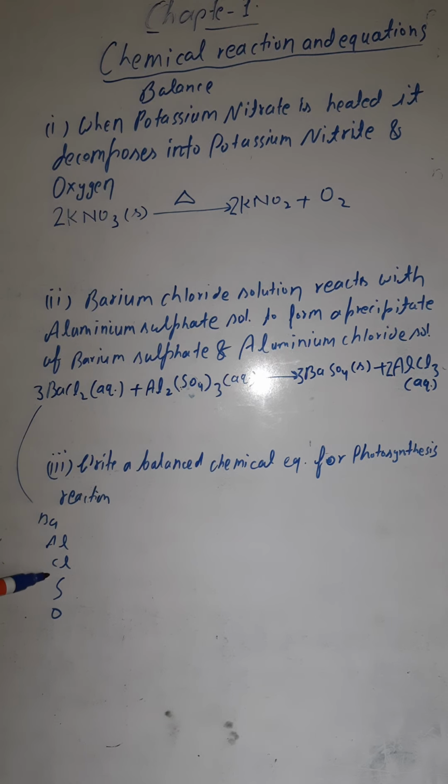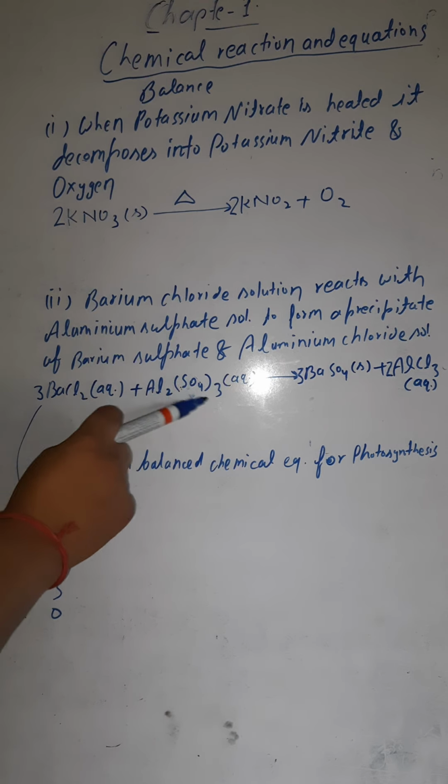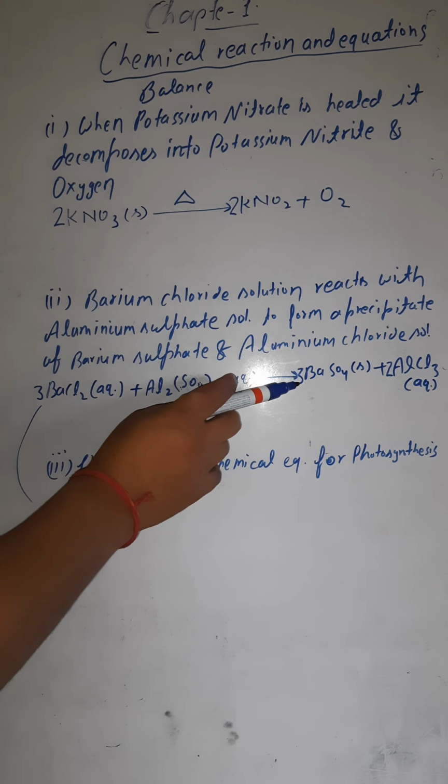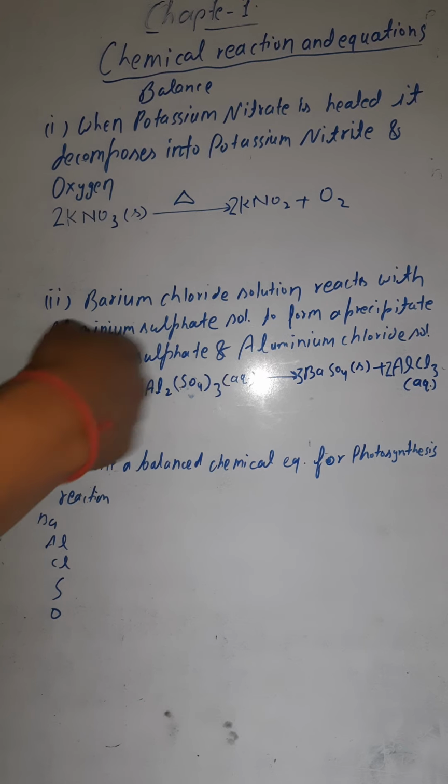Now we will balance sulfur. How many atoms of sulfur here? S outside is 3, so 3 atoms of sulfur, and here also 3 atoms of sulfur. Now oxygen. How many atoms here? 4 threes are 12 atoms of oxygen, and here also 4 threes are 12 atoms of oxygen. So everything has been balanced now.